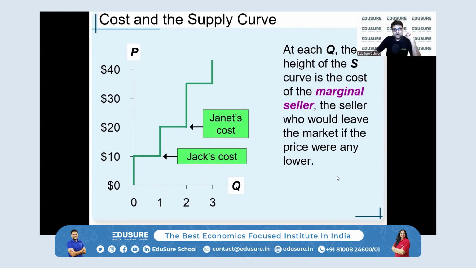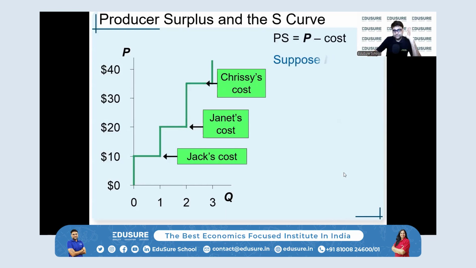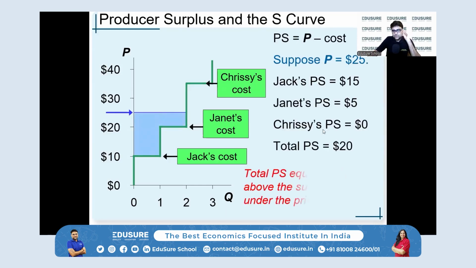So this is Jack's cost, this is Janet's cost, this is Chrissy's cost. Producer surplus is price minus the cost: the amount a seller is paid for a good minus the seller's cost of providing it, or price received minus the willingness to sell. Suppose P is equal to 25. Jack's producer surplus is 15, Janet's is 5, and Chrissy's producer surplus is 0. Total producer surplus is 20. Total producer surplus equals the area above the supply curve under the price, from 0 to Q.